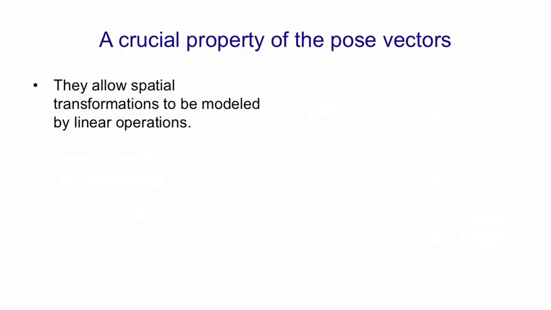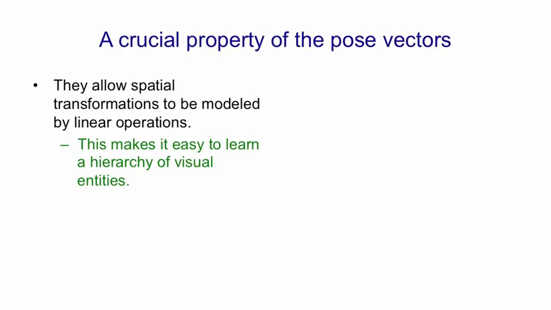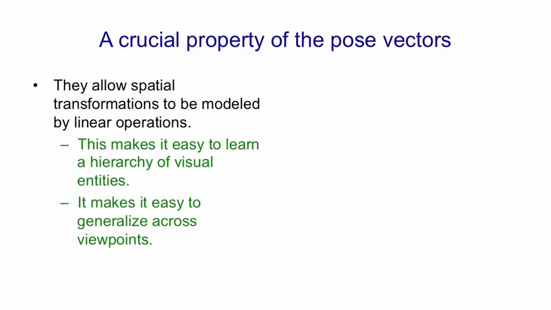Now, if we can get a neural net to represent these pose vectors as vectors of neural activity, then we get a very nice property. Spatial relationships can then be modelled as linear operations. That makes it very easy to learn a hierarchy of visual entities, and it also makes it very easy to generalize across viewpoints. So what's going to happen when we make small changes in viewpoint is the pose vectors, those vectors of neural activities, are all going to change.